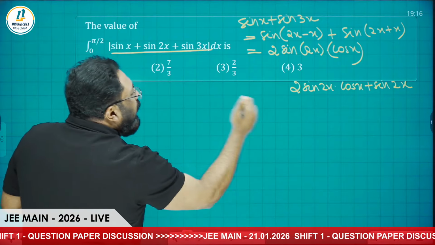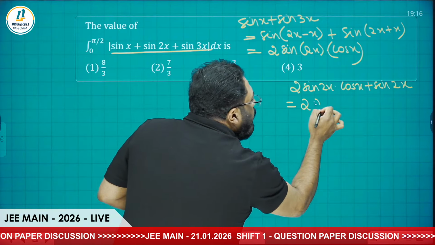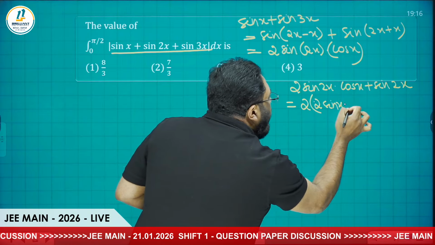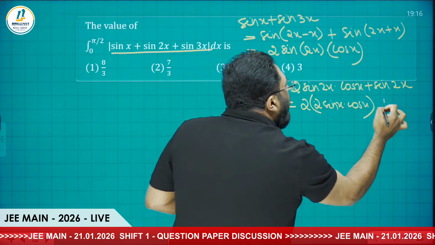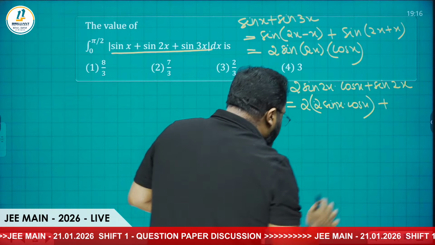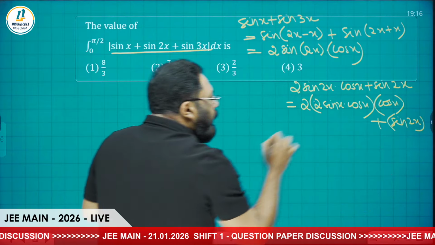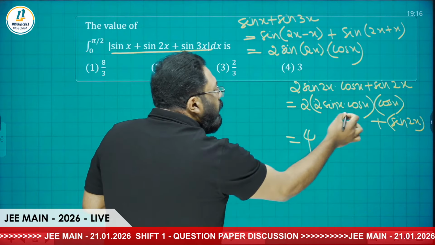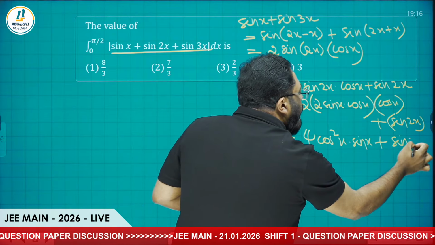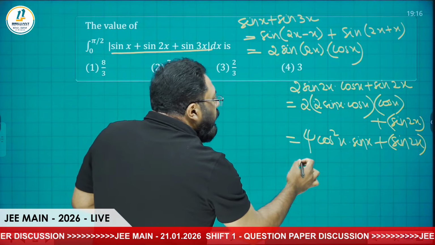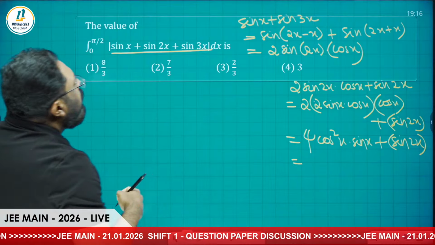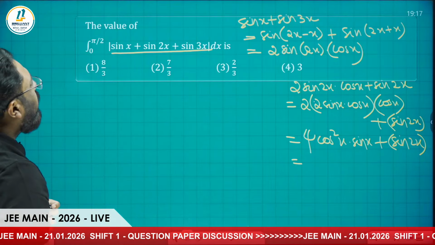No need, we can directly write sin 2x as 2 sin x cos x, plus one more cos x, and then, again, just leave the last one like that, sin 2x itself. That is better. So this is going to be 4 cos squared x into sin x plus sin 2x. Okay? And this we can rewrite as what?